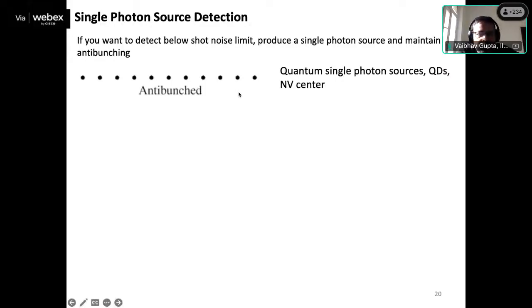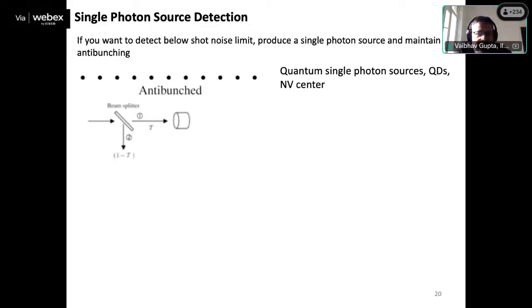Who gives these kinds of light sources? There are things like quantum dots. You can create single photon sources using them, or you can use 2D materials, silicon carbide, graphene, which can also give defect states, and from that defect state you can get single photon sources. The SPDC process, spontaneous parametric down conversion, also gives you single photon sources.